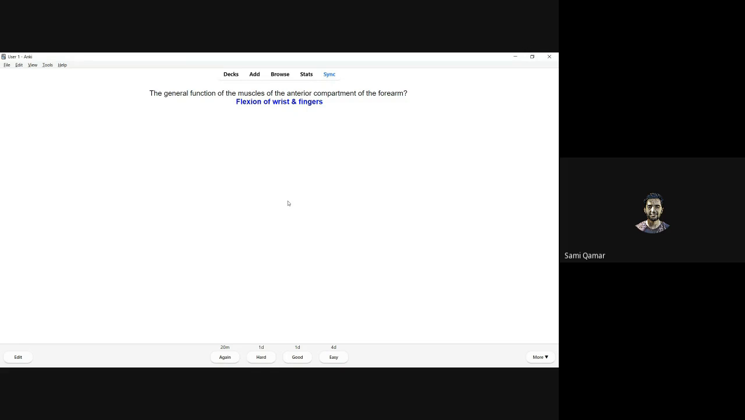The general function of the muscles of the anterior compartment of the forearm is flexion of the wrist and fingers. The wrist is flexing because of this. This is the flexion that is happening. I hope you guys are getting this.